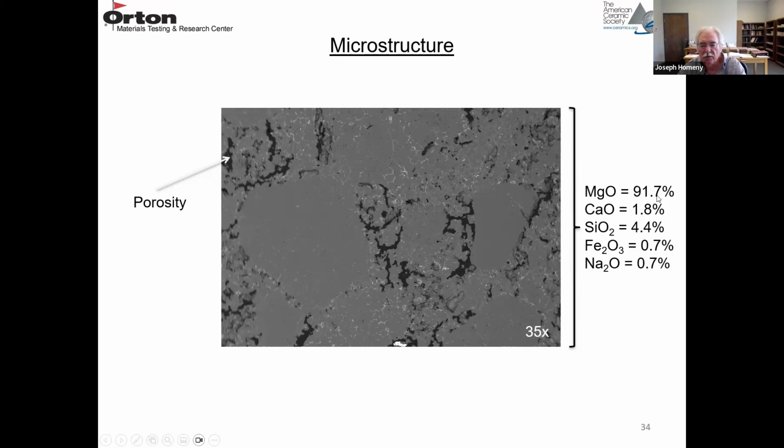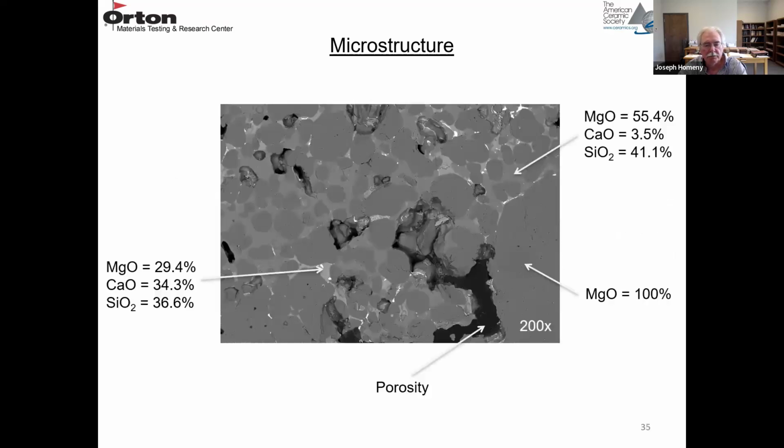This is about a 92% MgO refractory, close to 2% CaO and above 4% SiO2, with some iron and sodium oxides present. So you can see the lime to silica ratio is less than a half. So that's an undesirable situation for a high temperature refractory.